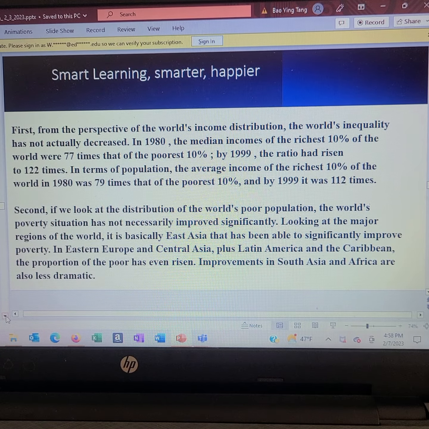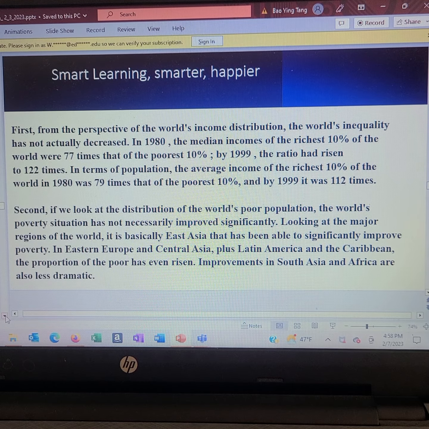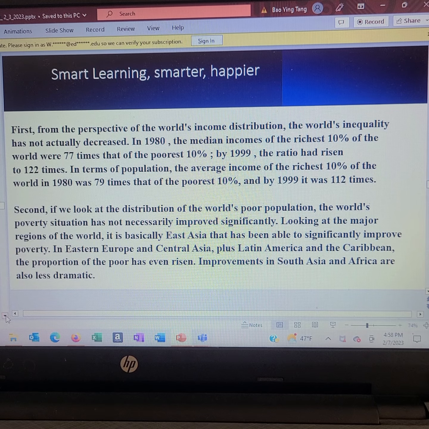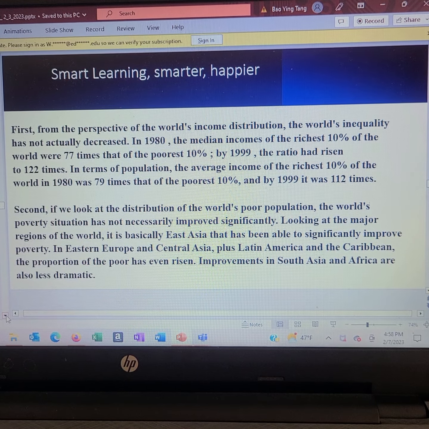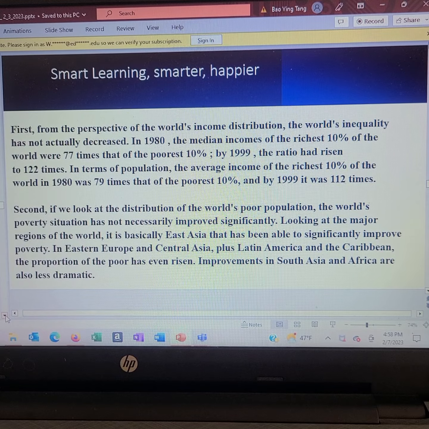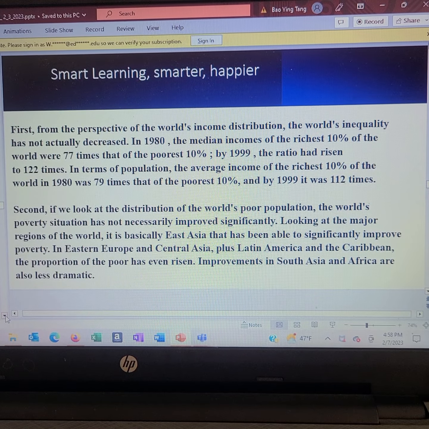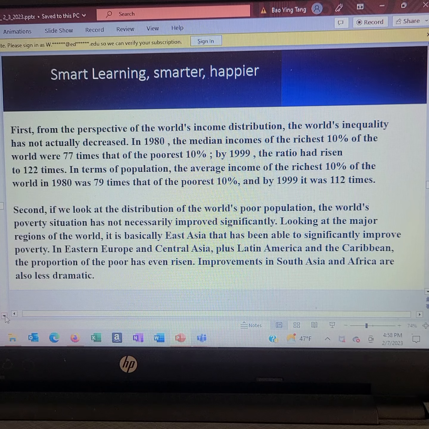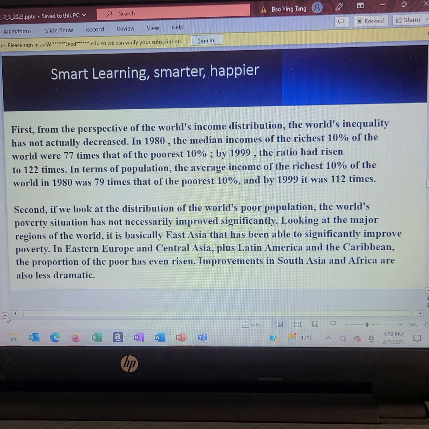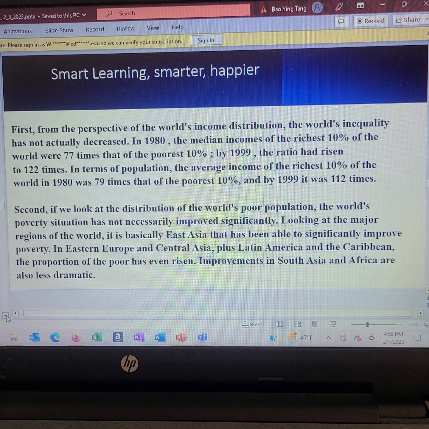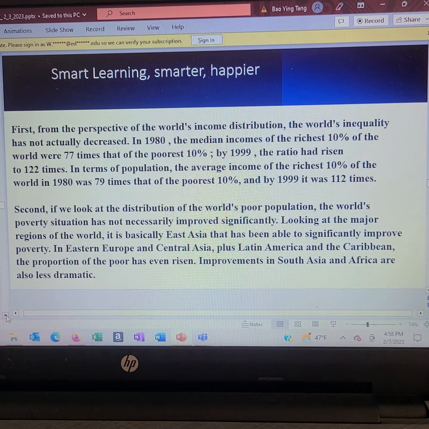In 1980, the median income of the richest 10% of the world was 77 times that of the poorest 10%. By 1999, the ratio had risen to 122 times. In terms of population, the average income of the richest 10% of the world in 1980 was 70 times that of the poorest 10%, and by 1999, it was 112 times.